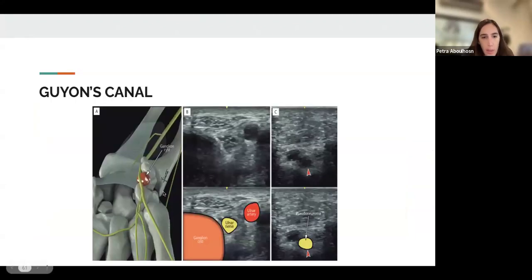Oh, okay, I put this in. This is basically just showing that you have a ganglion cyst right here, compressing the ulnar nerve right here. This is the ulnar artery.